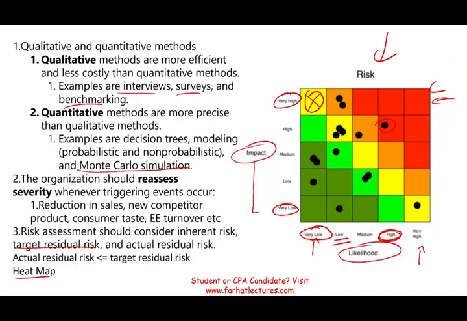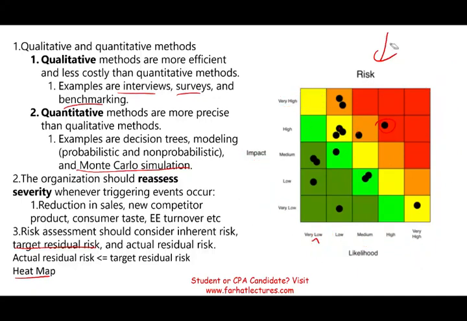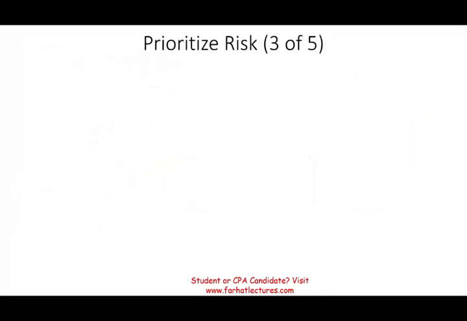So the company should have this heat map to manage risk. Now, what they want to do is move down here. They want to move down as much as possible to low likelihood and low impact. Okay, that's what they want to do. That's your goal. So once you assess the risks, now you identify them.